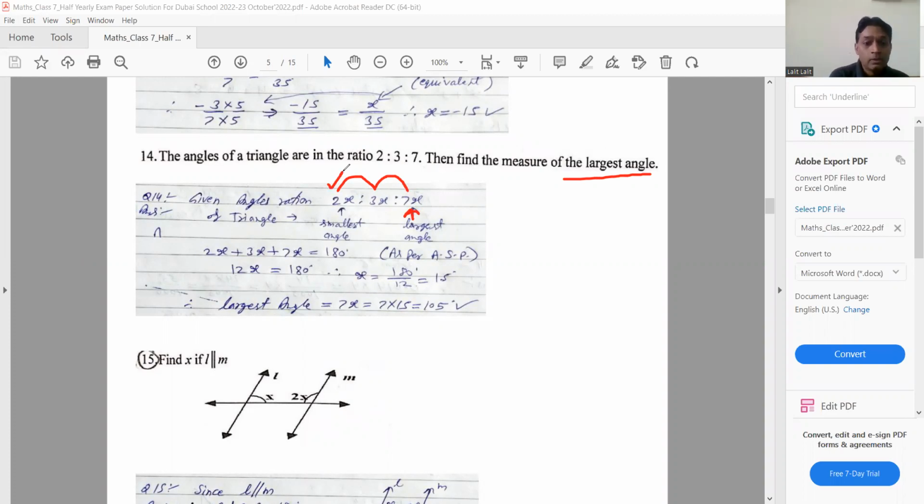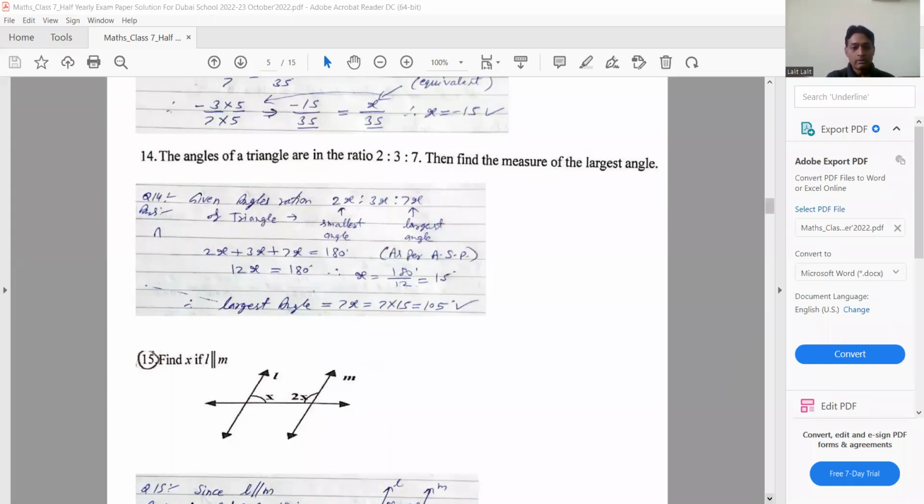Now, as per the angle sum property, I have just written ASP, angle sum property. The sum of all three angles is equal to 180 degree. I just added all three angles and equated to 180. 2 plus 3 plus 7 is 12x. 12x is equal to 180. Then x is equal to 180 upon 12, which is 15 degree. Now the largest angle is 7x. So put 7 into 15, which is 105. So this is the answer of this question.